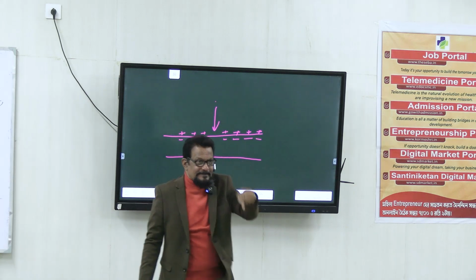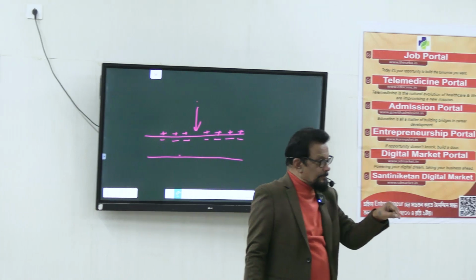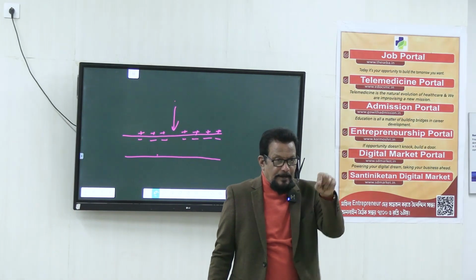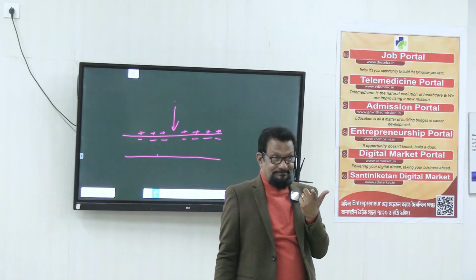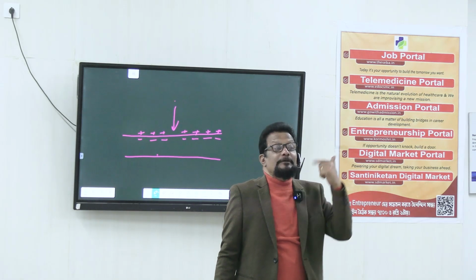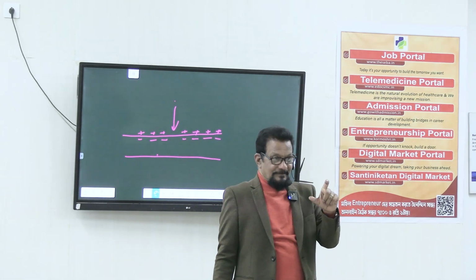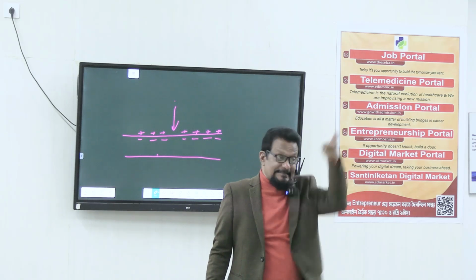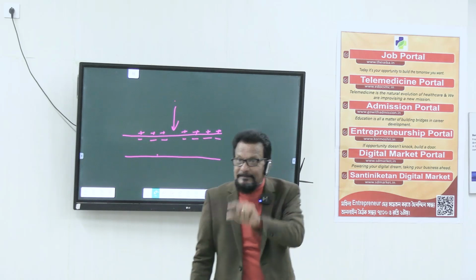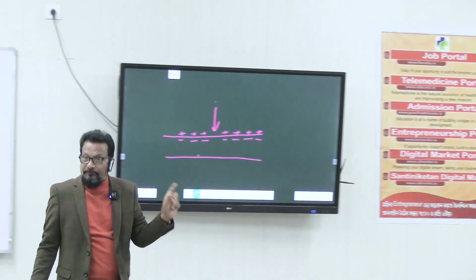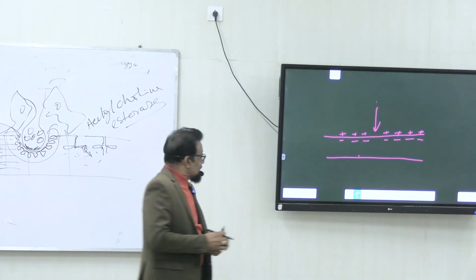So lot of sodium ion is entering because sodium channel is now opened because of the stimulation. Lot of sodium ion will be entering. As a result, inside will become positive. Outside will become negative. We call it depolarization. When depolarization exceeds threshold value, then action potential will be developed. So at this point, what will be there? Formation of action potential.